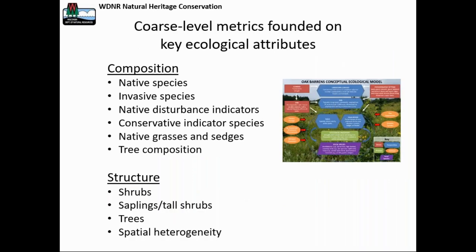So you've probably been dying to know, like, what are the course level metrics? And so here they are. Again, they're founded on those key ecological attributes and informed by Barrens ecology, and underpinned by ecological integrity.